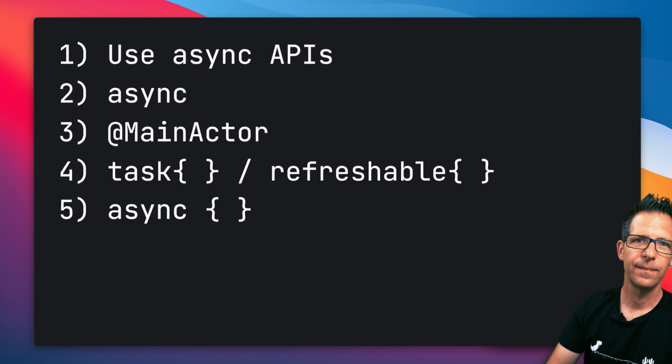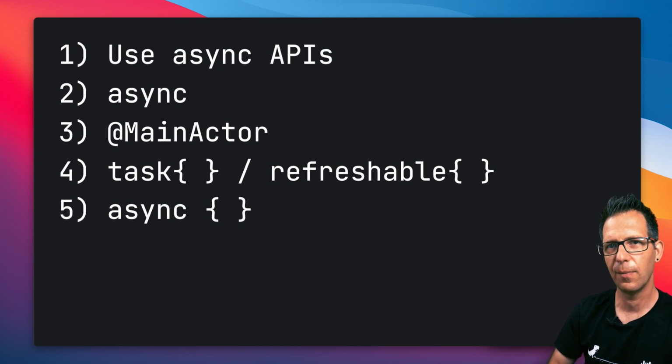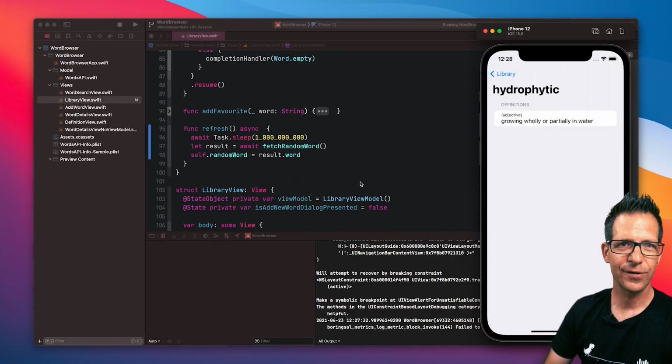And fifth, if you want to call async code from a button, you need to wrap that code inside a new async task. And that's it for today.